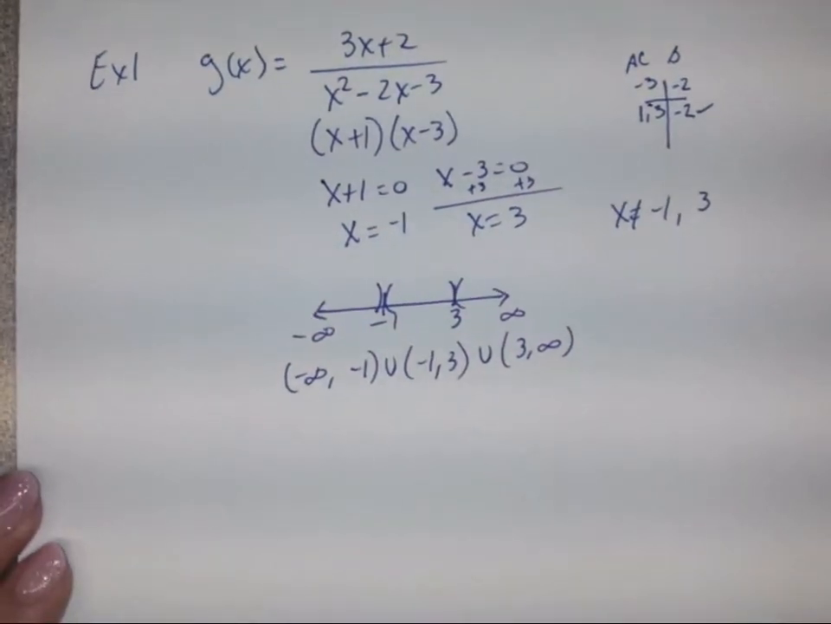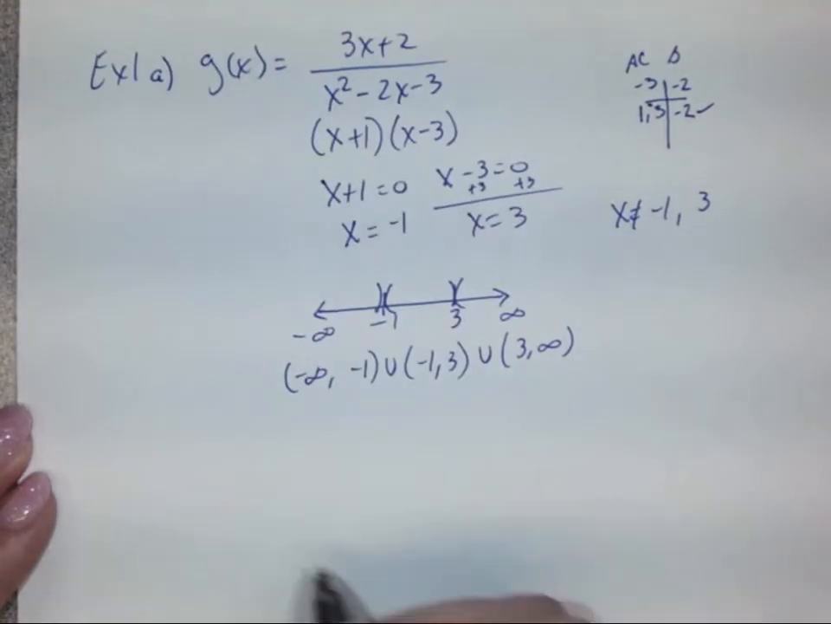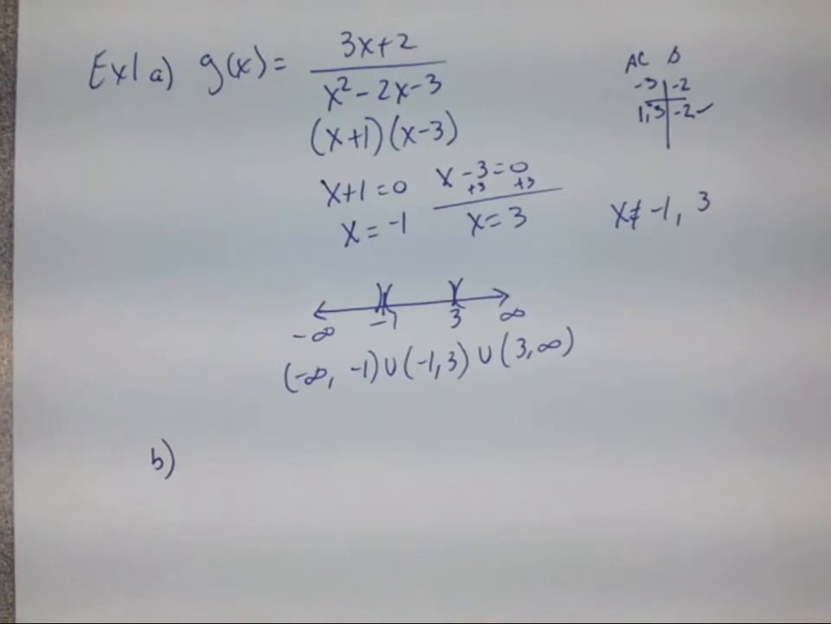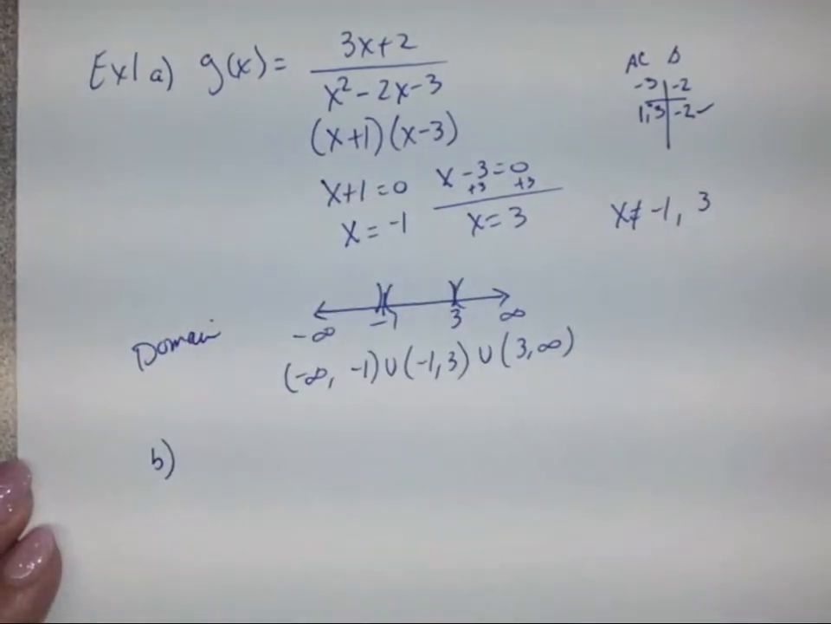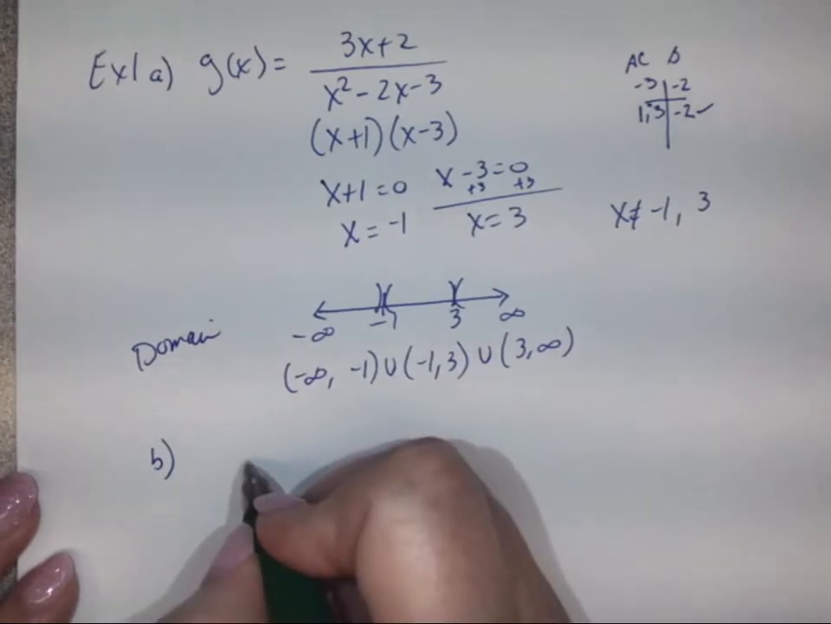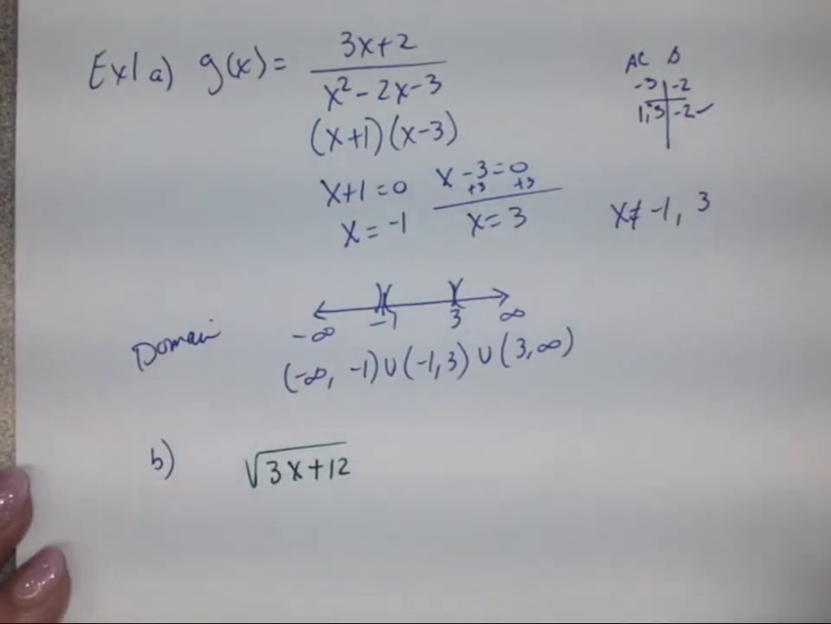So let's look at another example. We'll call this part A. Let's look at part B. We're still just looking at the domain. So to find the domain of this, we have the square root of 3x plus 12.